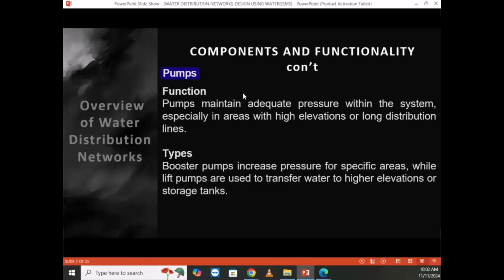The function of the pump is to increase the pressure. The pump maintains adequate pressure within the system, especially in areas with high elevation or long distance lines. So, in your design also, you will need to put the pump in your systems, to lift the pressure. When you are designing your network, there is a minimum pressure that you have to maintain. Most of the time at your end use, most of the time at entering the tank, there is a minimum pressure which is required.